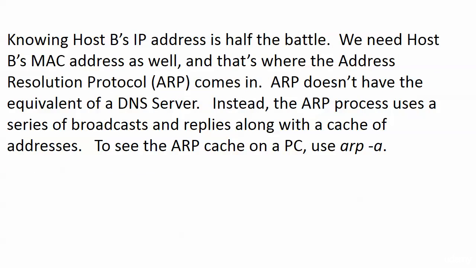Now, knowing host B's IP address is half the battle. We need host B's MAC address as well, because while we tend to concentrate on that layer 3 address, and that's what we're going to concentrate on for the remainder of the course really, we've got to have a destination layer 2 address as well. And that's where the Address Resolution Protocol, ARP, comes in. Now, ARP does not have the equivalent of a DNS server. You're not going to have a box on your network that's called, oh, this is our ARP server. It doesn't work that way.